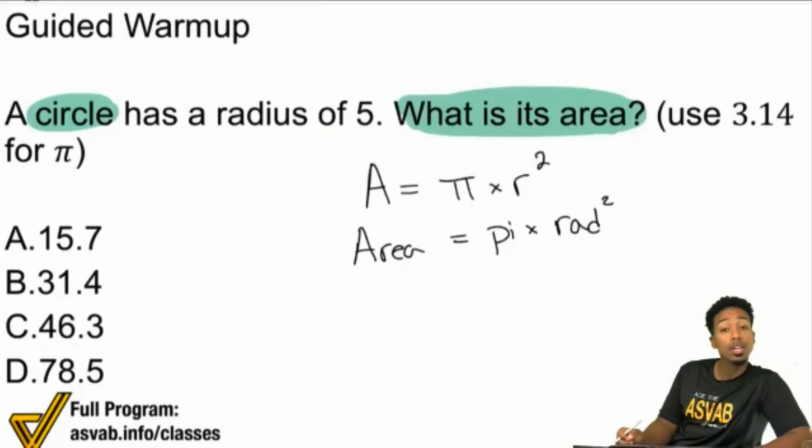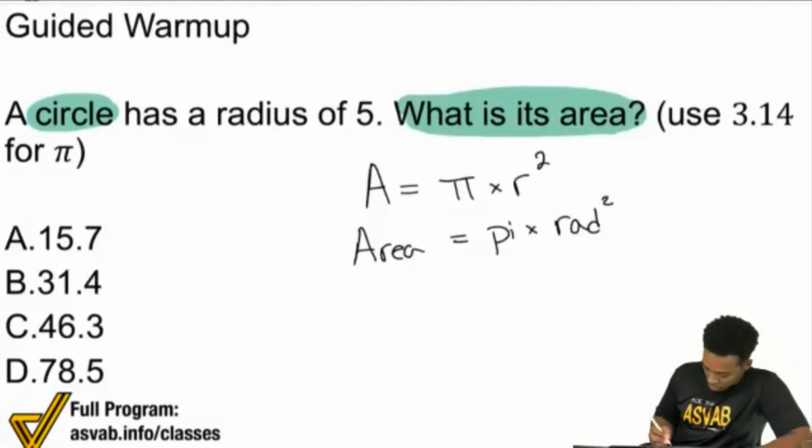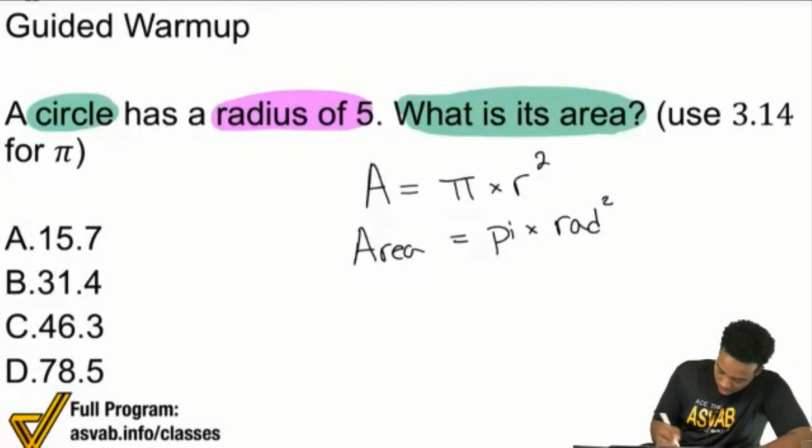Yes, we are given the radius. What is it, everybody? Give it to me. Right, it is going to be 5. Radius of 5.